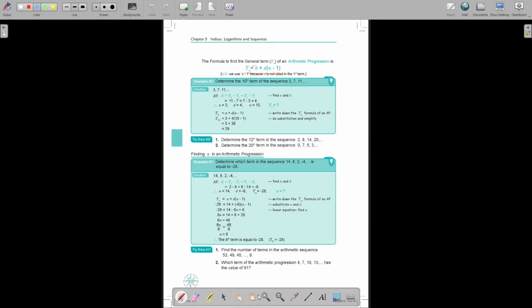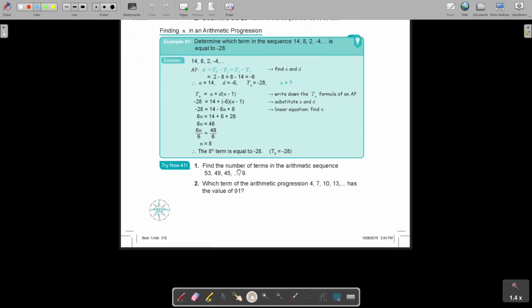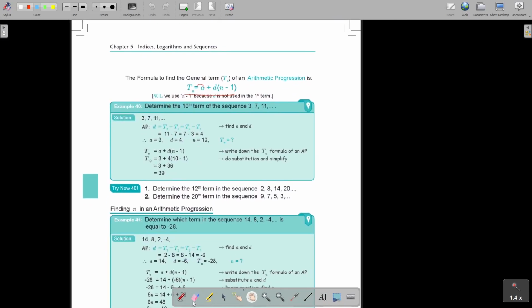And it's actually just to see that formula. So I'm just going to make it a bit bigger. And that's page 212. And the formula which I want you to see is this formula. So can I just show you? This is the formula. So it's A plus, I like to put the D in front because it's easier to work with the brackets then, N minus 1.